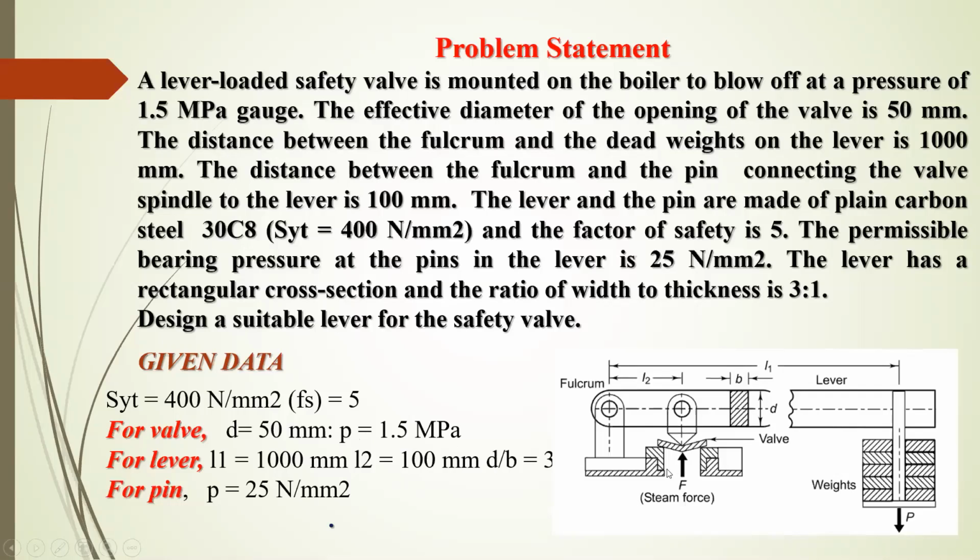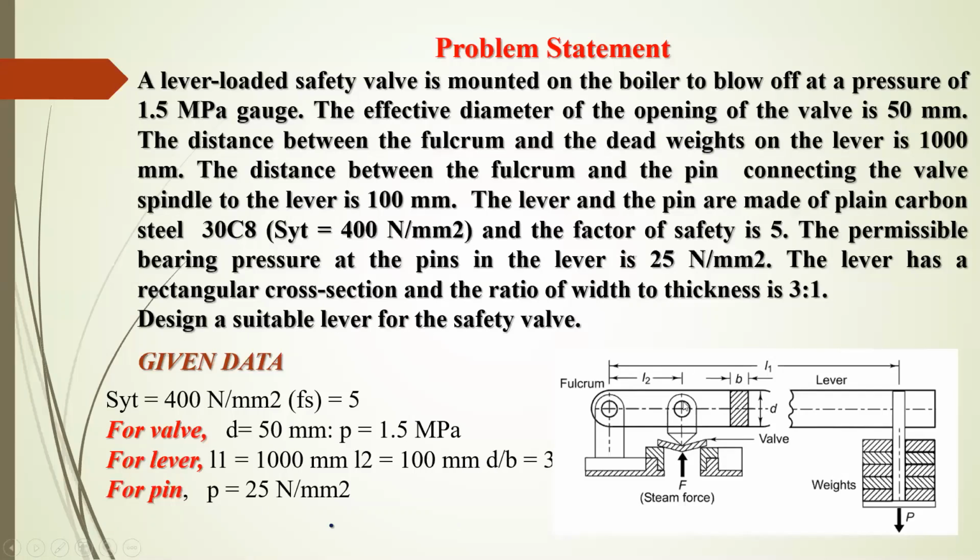megapascal. Here small d is nothing but the diameter of this opening in the wall, and the pressure inside, the steam pressure, is 1.5 megapascal. Then for the lever, L1 is 1000 mm and L2 is 100 mm. You can see this in the diagram. Then D by B is nothing but 3. This is the width to thickness ratio of the lever cross section, which is given as 3.